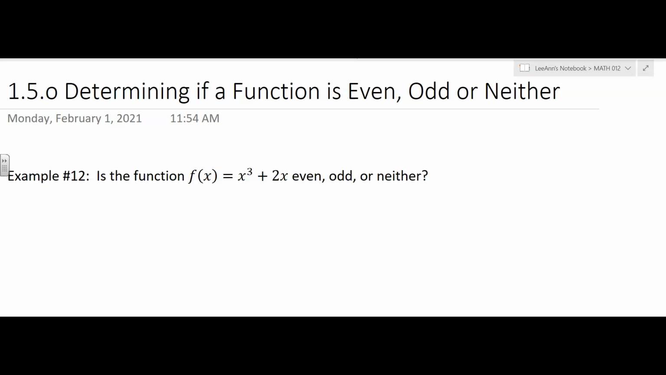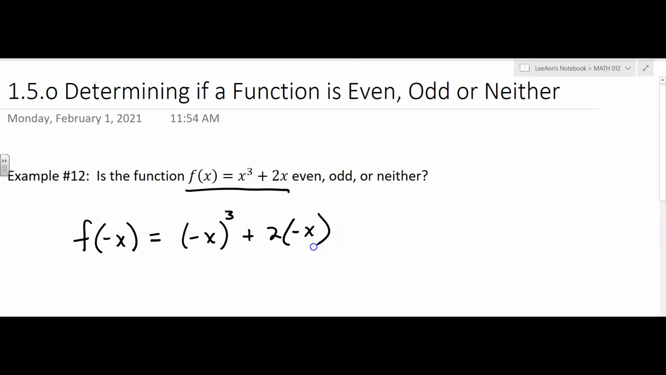So we have a function here, f of x, and they want us to determine if it's even, odd, or neither. Okay? So we always plug in f of the opposite of x, and we see what happens. Now in this case, when we simplify, we would get negative x cubed minus 2x. Okay, so think about the simplifying there.